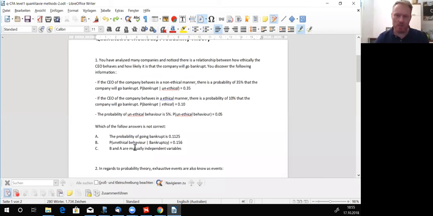Let's take a look at C. B and A are mutually independent variables, and if you could just correct the A to an E: B and E, like bankruptcy and unethical or ethical behavior. Bankruptcy and ethical behavior are mutually independent variables. Now we can just compute this.